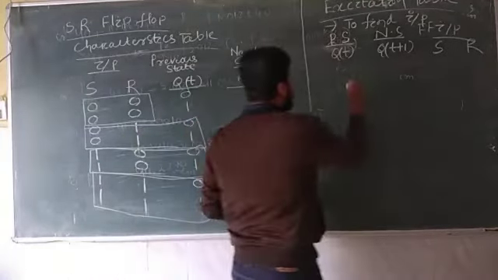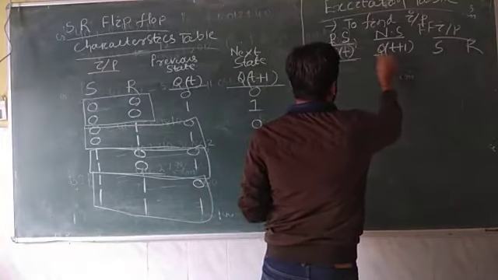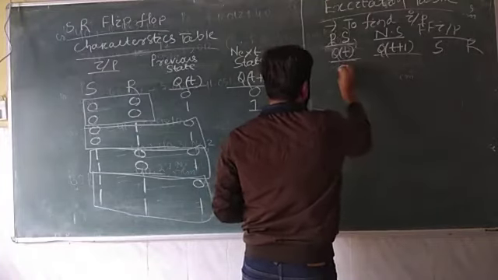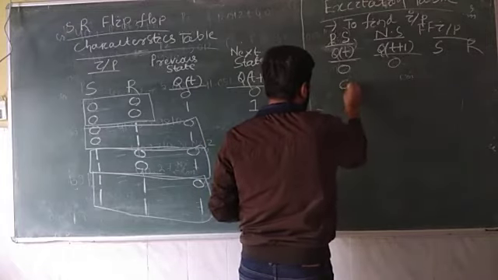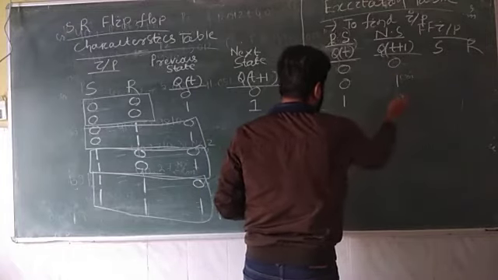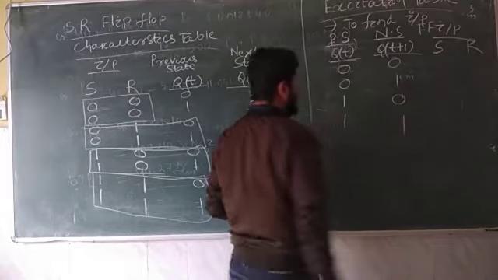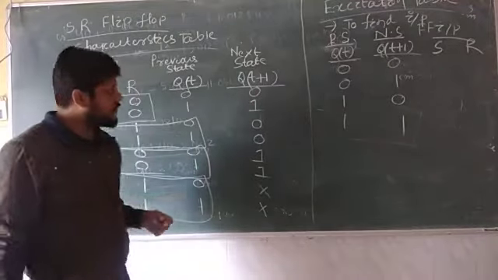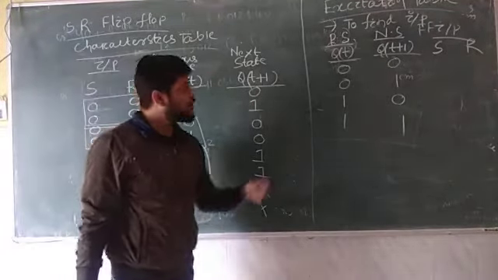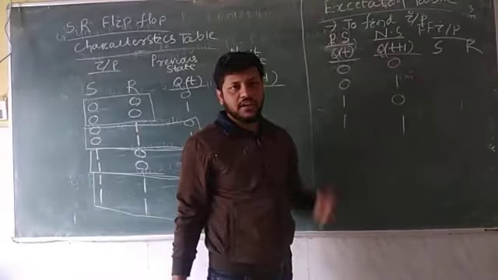Then how to find it? There are two variables, Qt and Qt+1, so there are four possible combinations: 0 0, 0 1, 1 0 and 1 1. Now we will find the flip-flop input when the present state and next state are given.